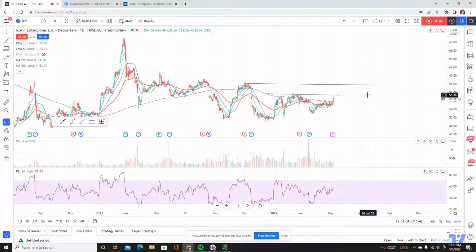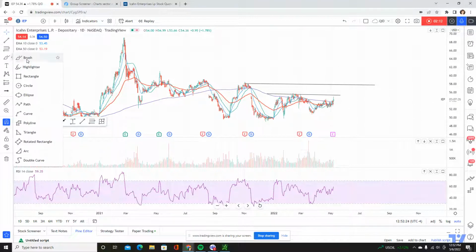The other thing that I look at is how much overhead resistance does this stock have? First of all, it has overhead resistance where I've drawn this line, and it also has overhead resistance where I've drawn that line. And why is that important? That's important because you have trapped buyers, and you also have buyers that maybe bought it down here and they're going to take profits right about here.